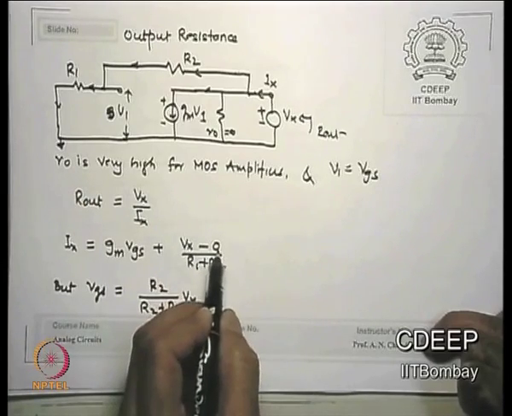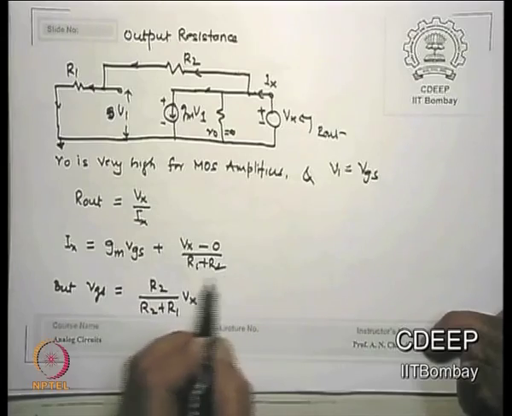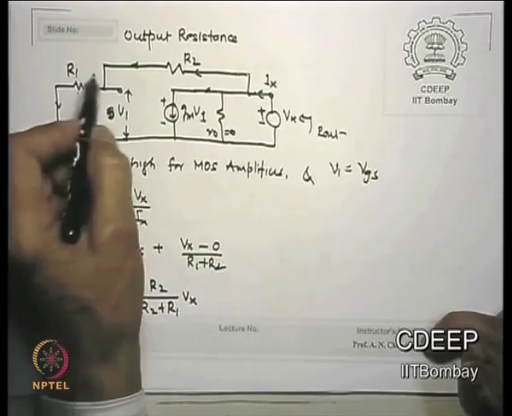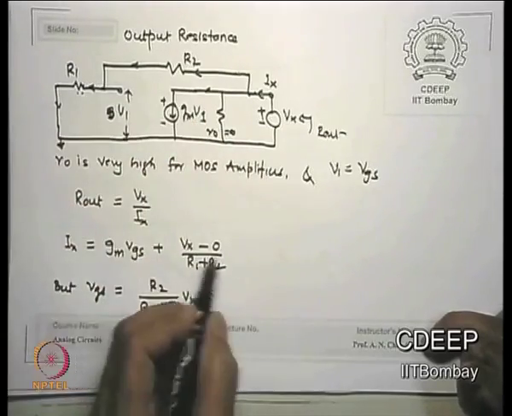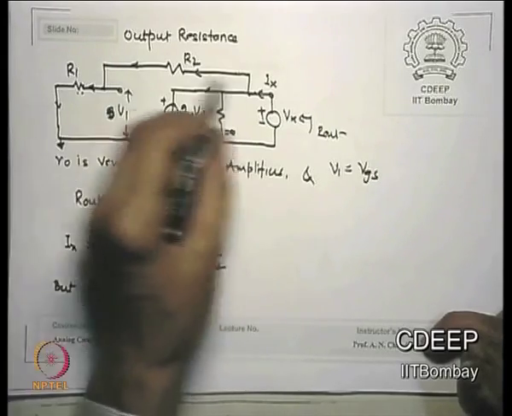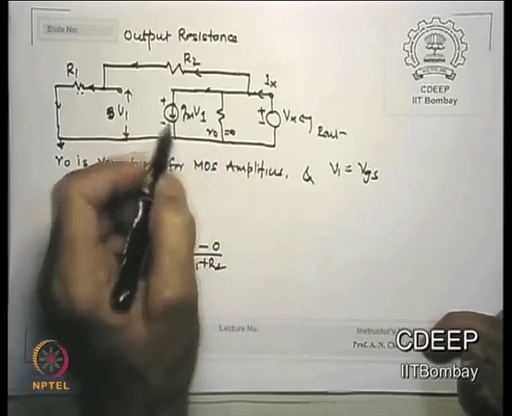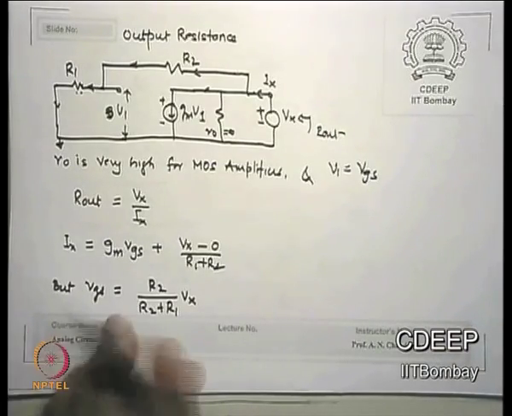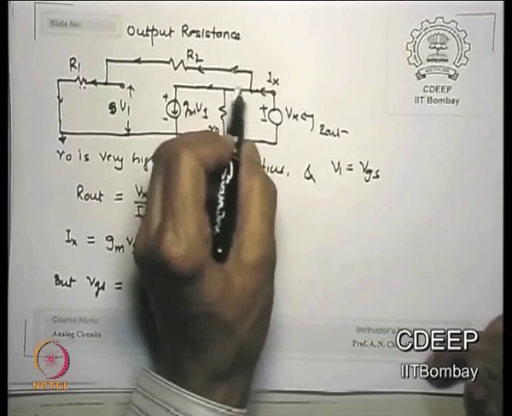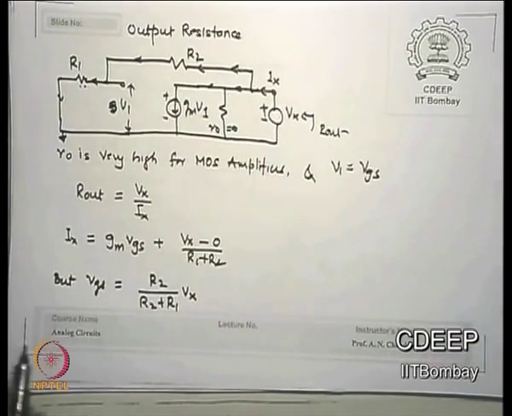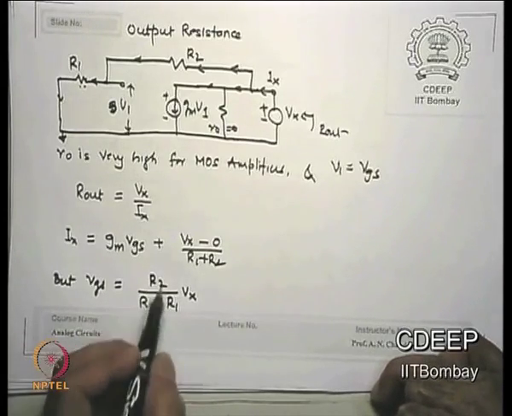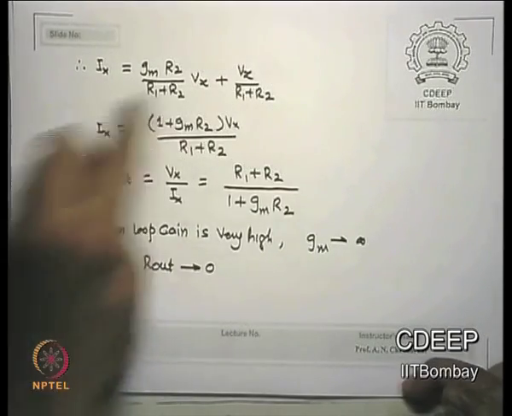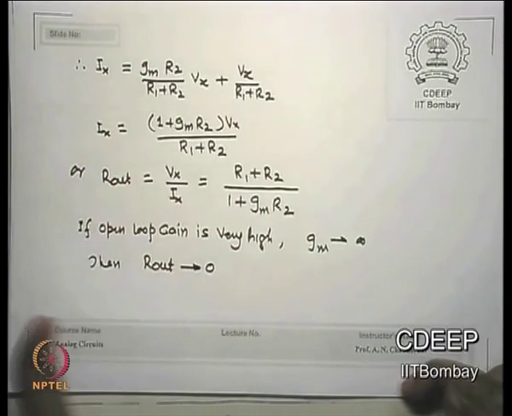So Vx minus 0 divided by R1 plus R2, the two resistances are in series, so this voltage minus this voltage divided by the resistance. So Vx minus 0 upon R1 plus R2 is this current. GM VGS is this current, so IX is GM VGS plus Vx minus 0 over R1 plus R2, is that okay? Current divides, one current goes here, one current goes here, sum of those two currents. From here I calculate the VGS value, which is R2 upon R1 plus R2 times Vx. So I solve for IX, and from there I can get Vx by IX.